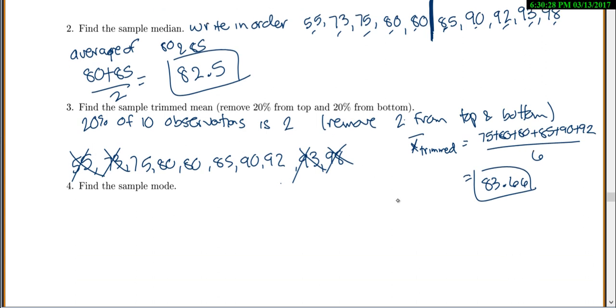And find the sample mode. The mode is what value do you see the most. So look at them when they're all in order here. And anything that you see more than once, I see 2 80s, so that's the most common value, so 80 would be my mode.